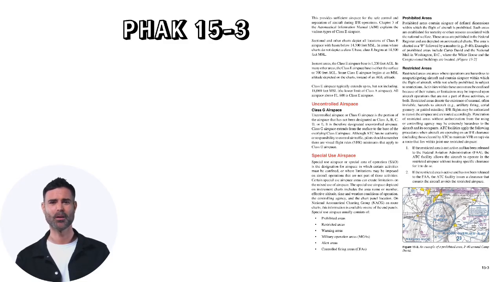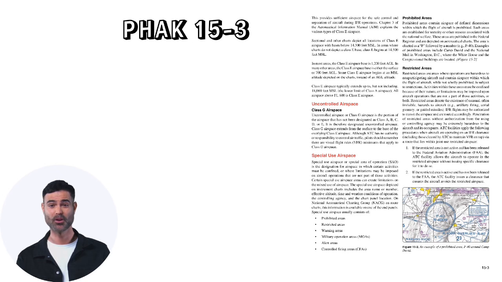Restricted areas. Restricted areas are areas where operations are hazardous to non-participating aircraft and contain airspace within which the flight of aircraft, while not wholly prohibited, is subject to restrictions. Activities within these areas must be confined because of their nature, or limitations may be imposed upon aircraft operations that are not a part of those activities, or both. Restricted areas denote the existence of unusual, often invisible hazards to aircraft, e.g., artillery firing, aerial gunnery, or guided missiles.